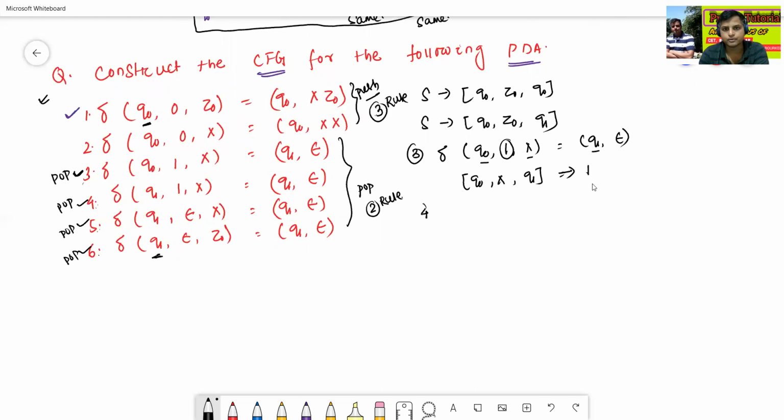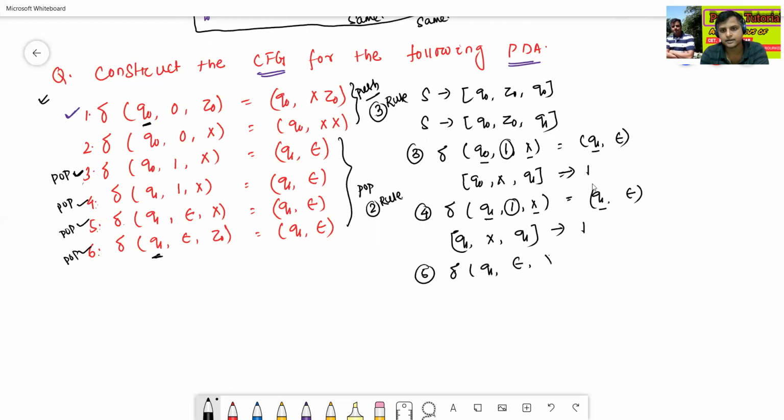Okay. Then fourth one, delta Q1 1 X equals Q1 epsilon. Now we'll use second rule. So Q1 X Q1 equals 1, this one. Then fifth one means delta Q1 epsilon X equals Q1 epsilon. Okay. So now we'll use the second rule, Q1 X Q1 equals epsilon.